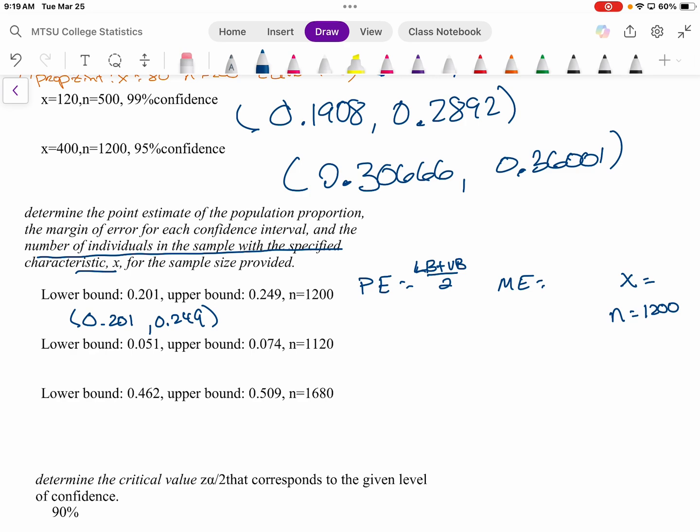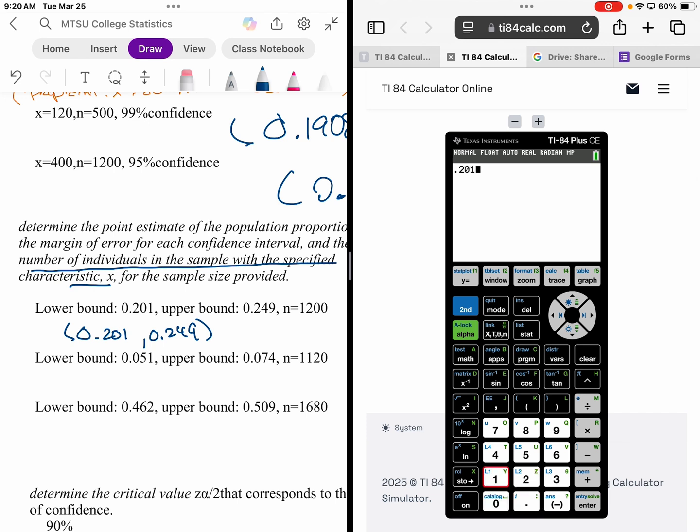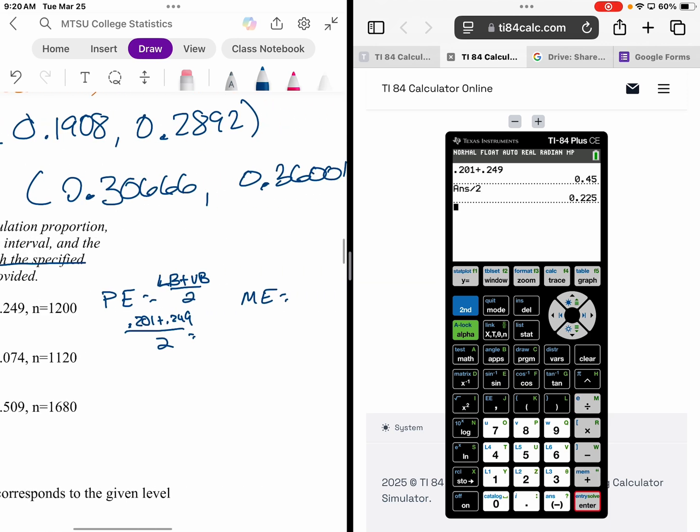So in our case here, we would say 0.201 plus 0.249 divided by 2. Let me grab my handy-dandy calculator. 0.201 plus 0.249 divided by 2, and I get my point estimate is 0.225. There's my point estimate. I would always go back and double check: is 0.225 between 0.201 and 0.249? Yes, it is. It should be in the dead center of it.